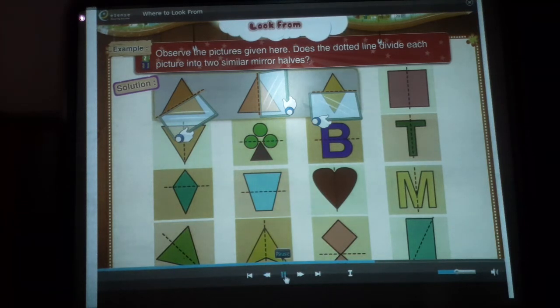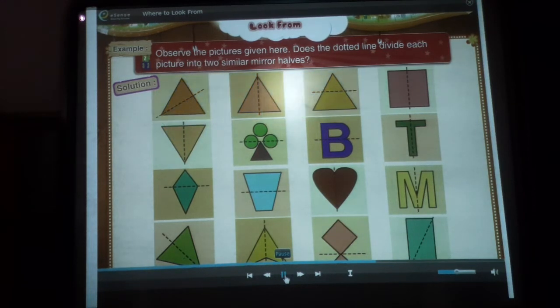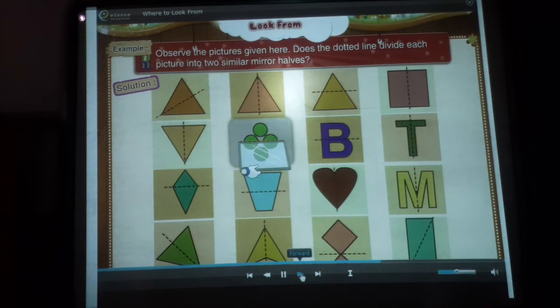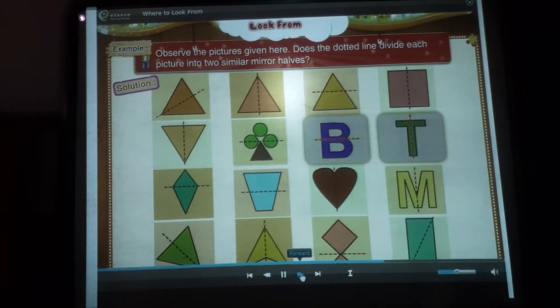On the dotted line, we do not get two similar parts. In the fourth and fifth figures also, if a mirror is placed, we get two exactly similar or same parts. In the sixth figure, we do not get two similar parts if a mirror is placed on the dotted line. In the seventh, if a mirror is placed on the dotted line, we get two exactly same parts.